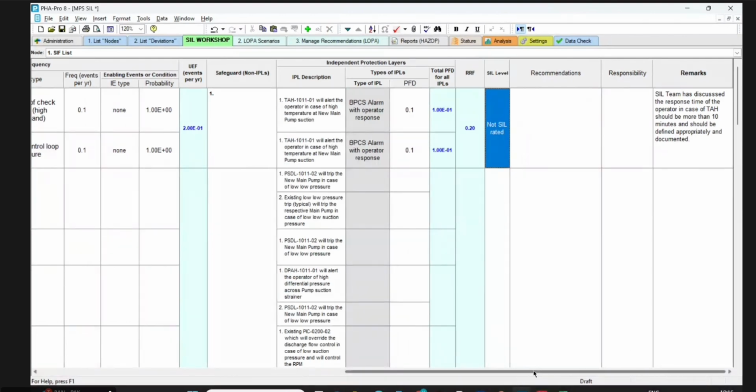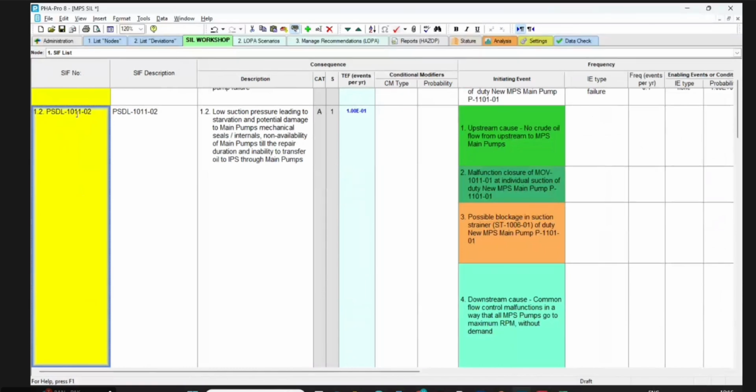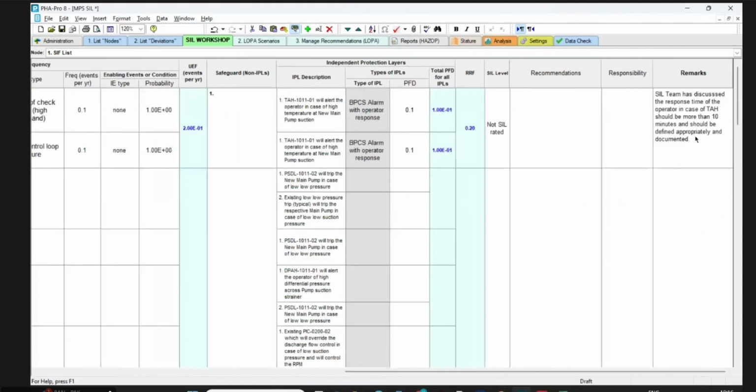Okay. Guys, good. Now guys, we are going for the second sheet, which is PSDL 10. That remark you have written, minimum SIL 1 requirement as per ADNOC standard. Yeah. SIL as per ADNOC.